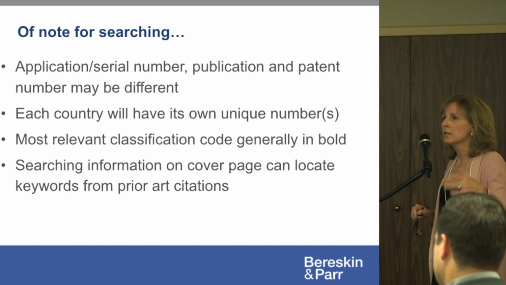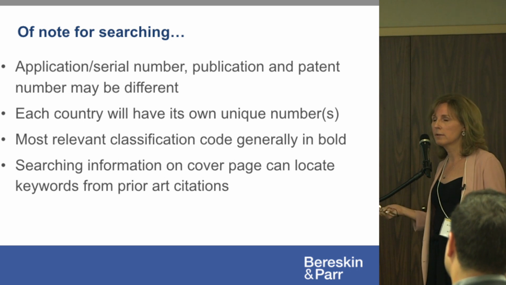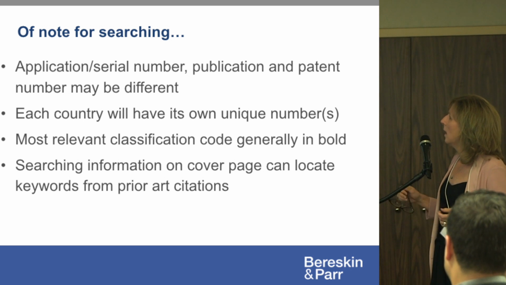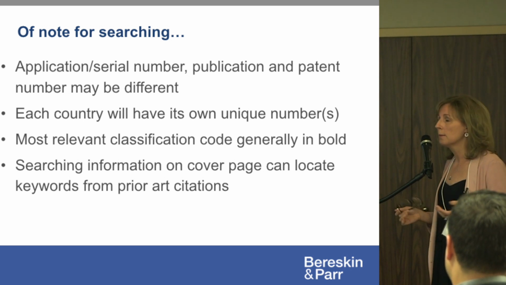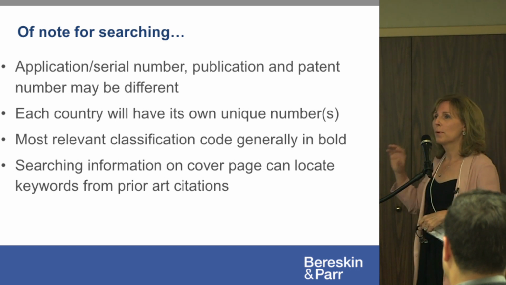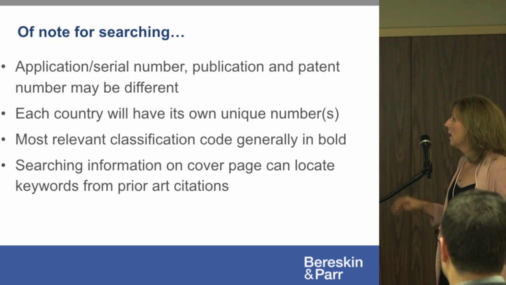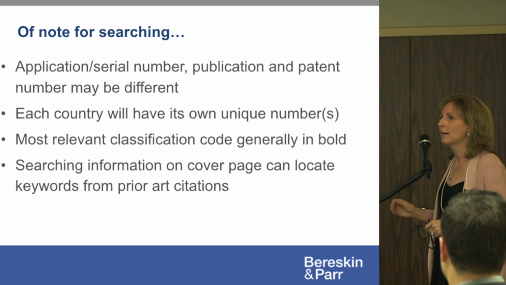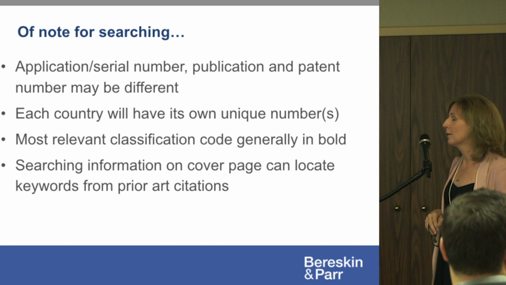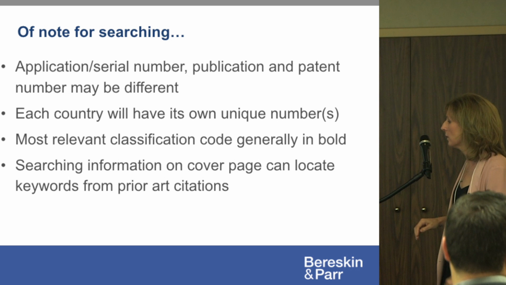The classification codes, each patent will come with where it's been classified according to the international classifications, or to the US, which has their own as well. The most relevant one will generally be bolded on the front page. Note that on the front page, the prior art that was cited during the application is actually on some of those cover pages. So searching information on the cover page can actually give you hits that are from the actual prior art citations. So those could be maybe not so relevant as what you're looking for.